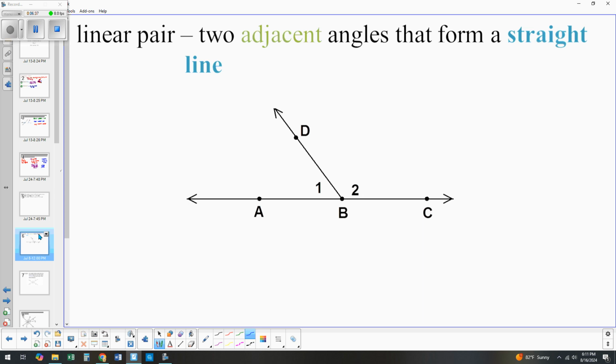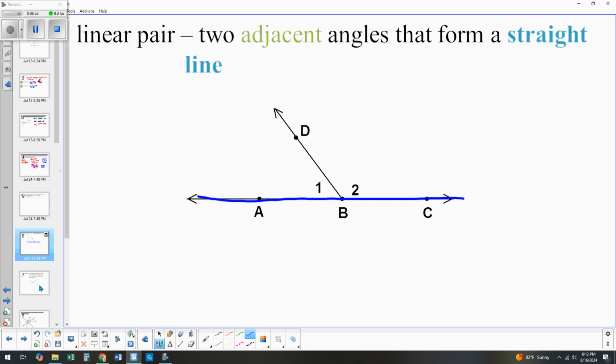Now we have a linear pair, which means 2 adjacent angles that form a straight line. So notice the side that they do share, and the side they don't share. If I were to draw it out, they made one single straight line together, right? No interruption in that line.